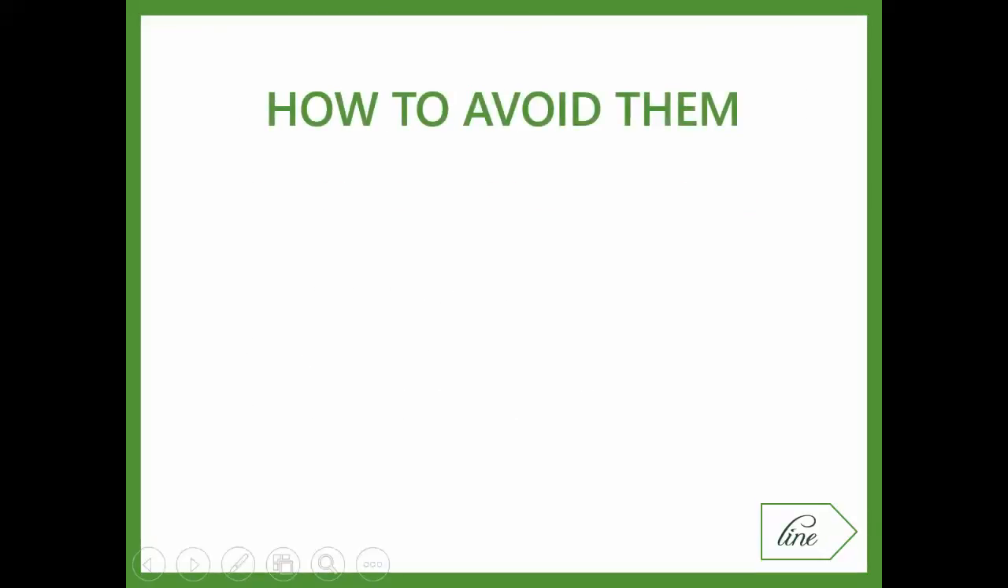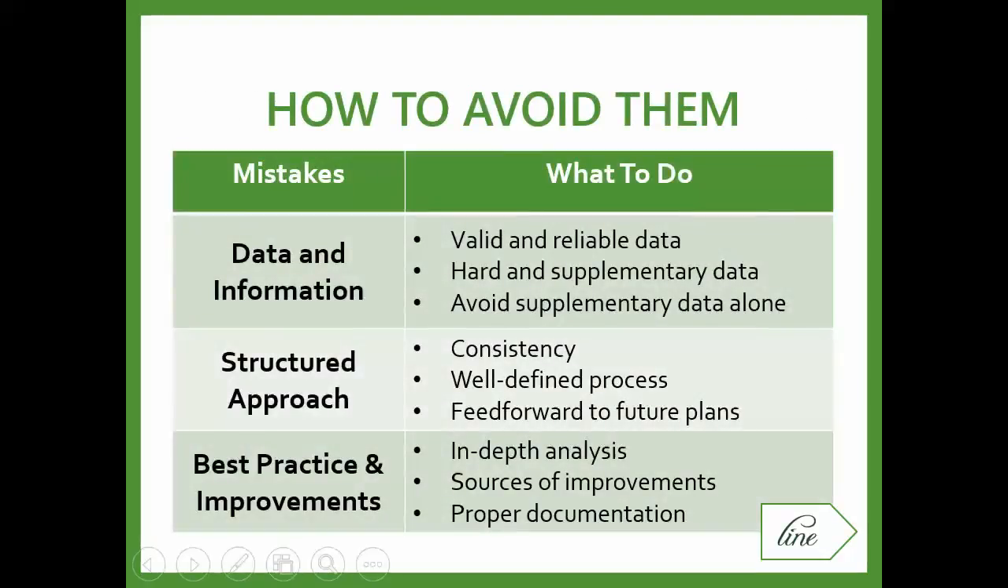All right, so in summary, these are our three broad categories of mistakes and how to avoid them. First, the data and information: you need to have a set of valid and reliable data, not just relying on hard data but also supplementary data. Avoid supplementary data alone if you can help it. I know sometimes it may be a little difficult. Second, a structured approach: you need to be consistent. A well-defined process will be good.